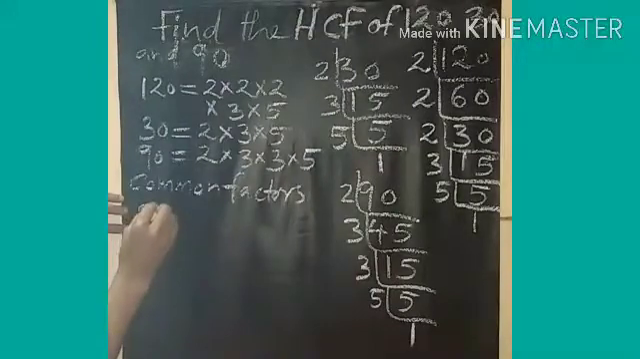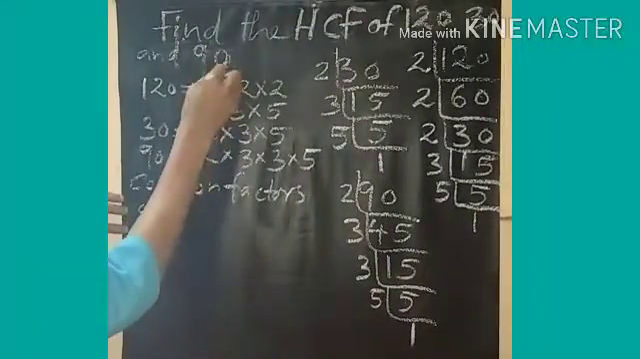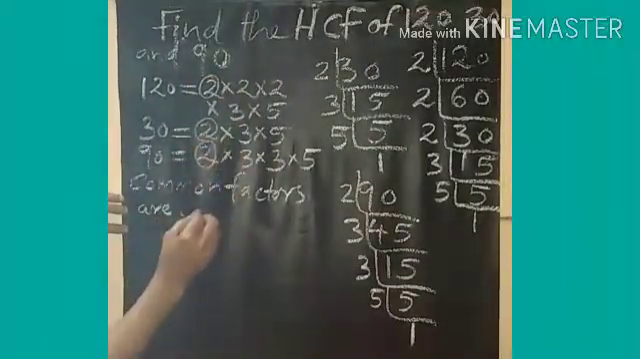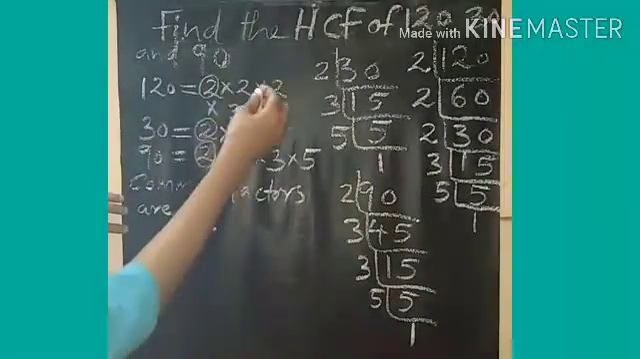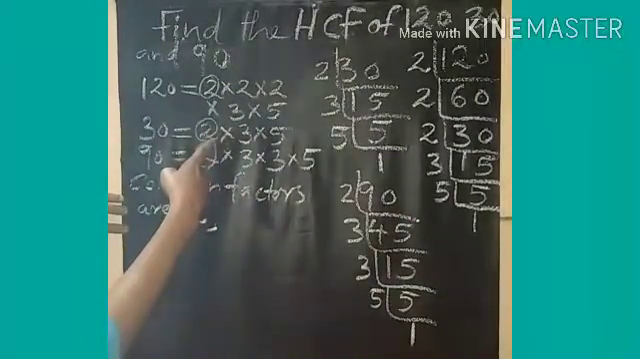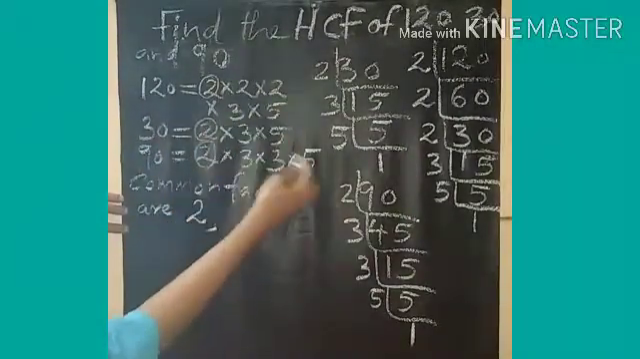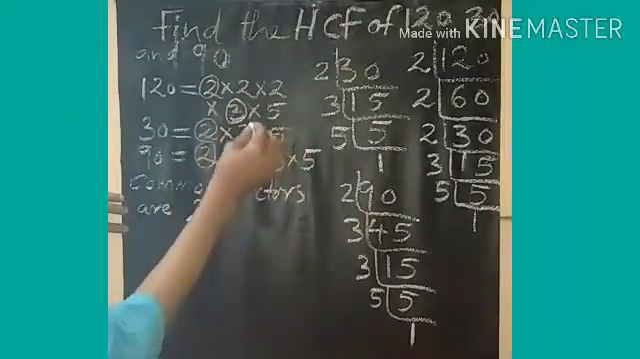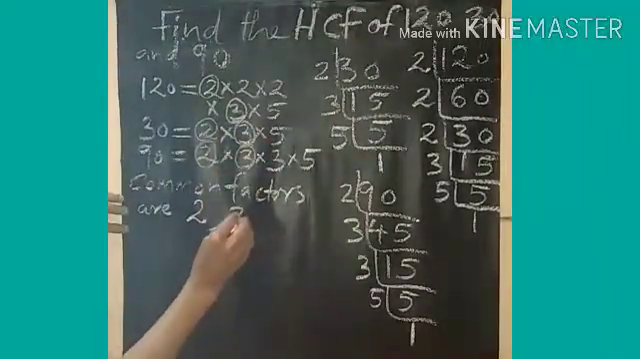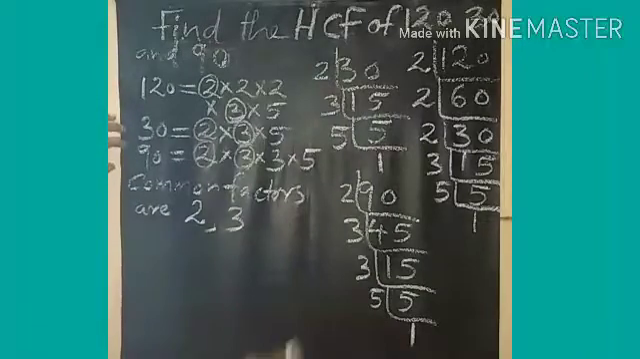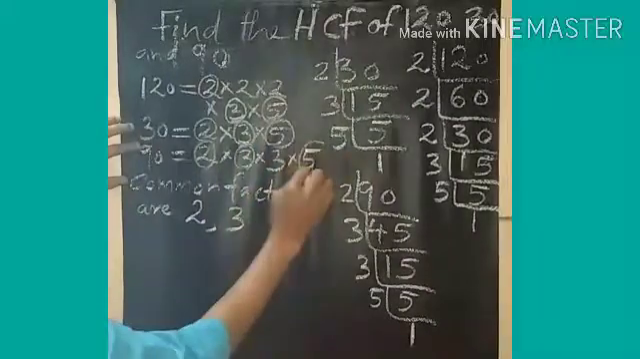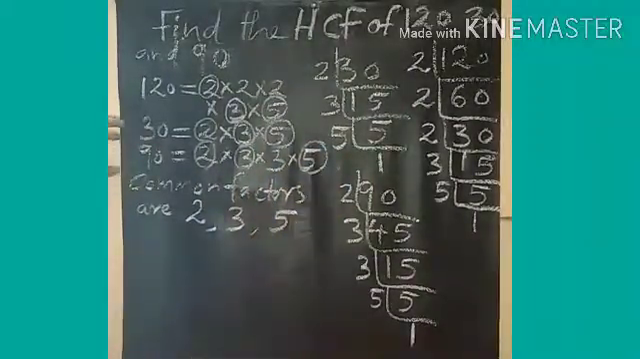The common factors are, then 2. 2 occurs in all, so we write 2. Then again 2, but 2 is not in the factors of 30, so we cannot take it. Then next 3. 3 is in all, so we write 3. Then next 5. 5 is in all, so we write 5.